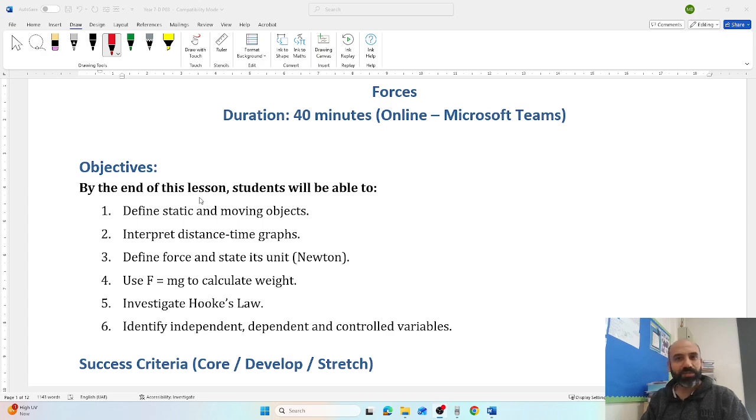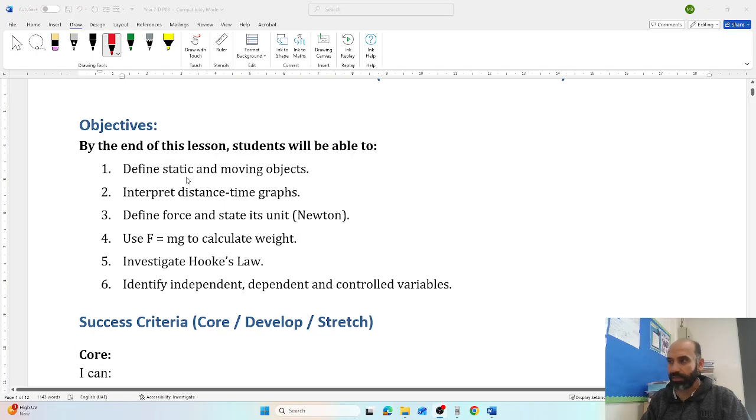Hello. Today we'll talk about forces. Forces is a topic related to physics. We have some objectives today.